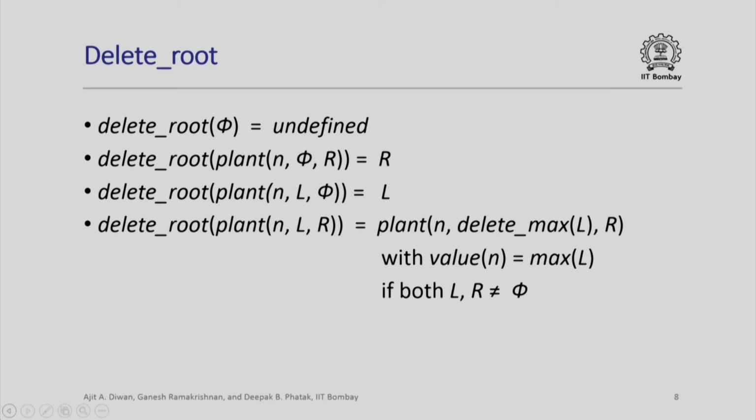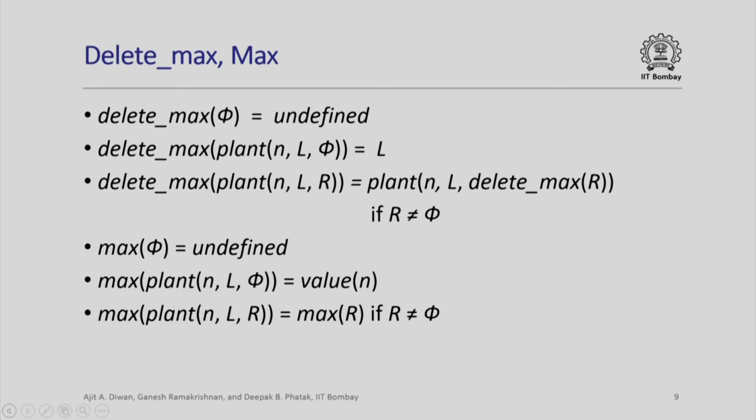So the new tree is obtained by planting at the node n itself. The left subtree will now be obtained by deleting the largest value in that. The right subtree will remain the same, and we change the value of n to be the max value in the left subtree. And delete max is similarly defined.